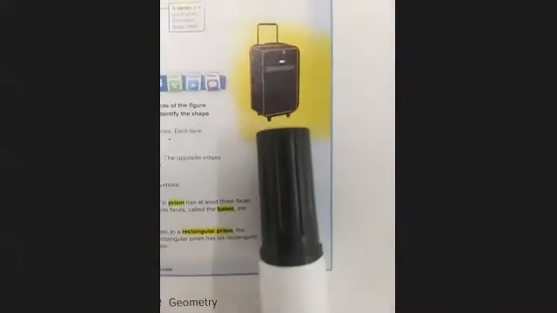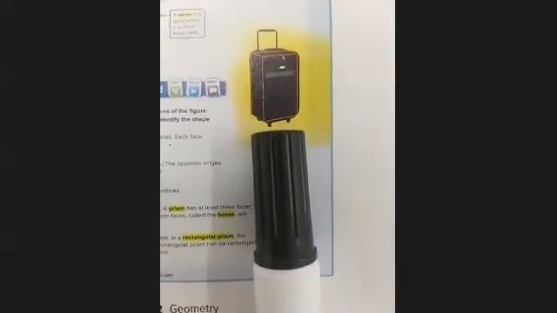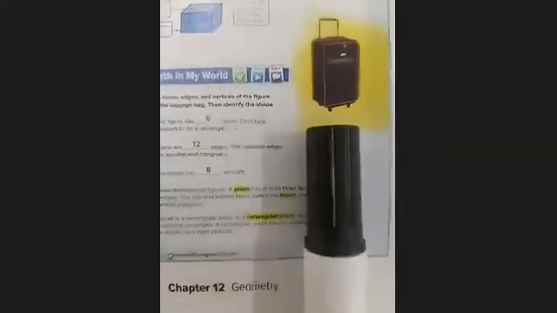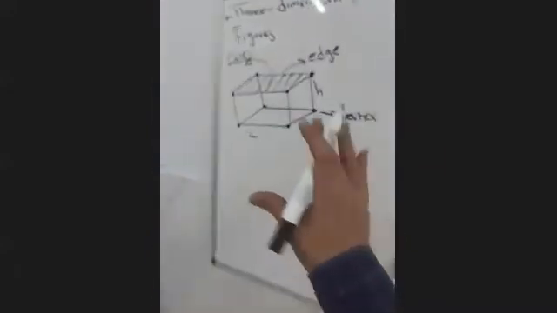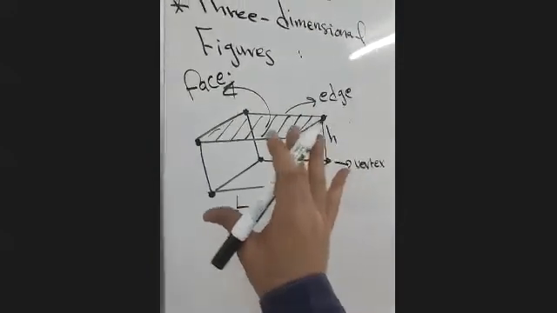Okay, guys? Let's now fill in these numbers here. Describe the faces, edges, and vertices of the figure outlined on the luggage bag. This bag is similar to the room or the box. How many faces does it have, how many edges, how many vertices? This one is the same as the box which I already graphed on the board.